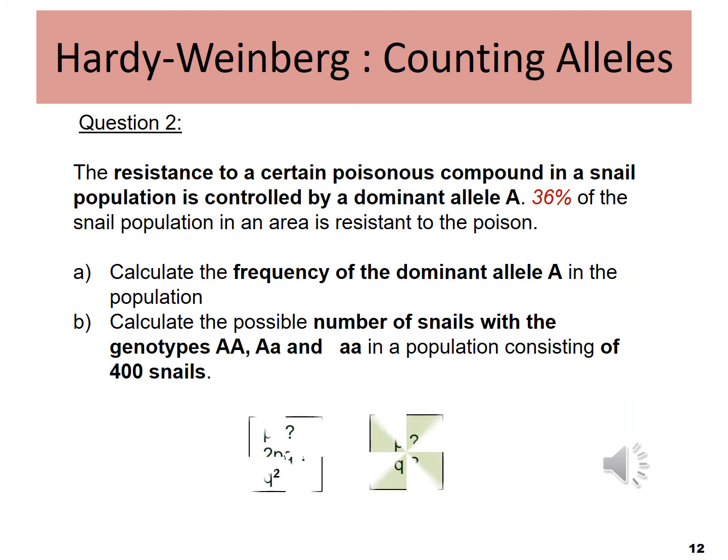Now let's read again the whole question. The resistance to a certain poisonous compound in a snail population is controlled by a dominant allele A. 36% of the snail population in an area is resistant to the poison. A. Calculate the frequency of the dominant allele A in the population. B. Calculate the possible number of snails with the genotypes AA, Aa and aa in a population consisting of 400 snails.